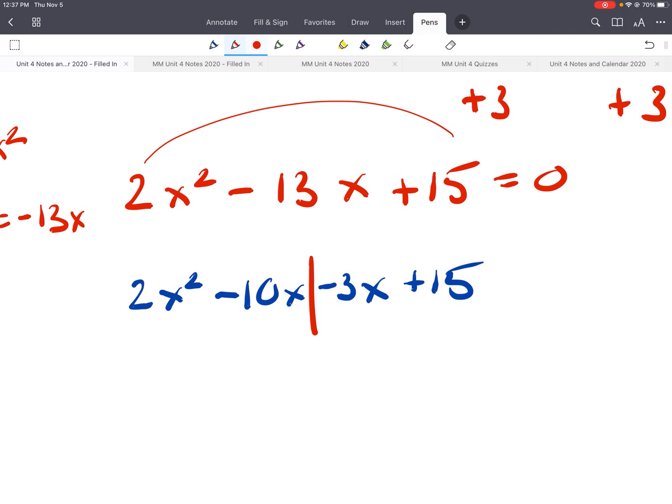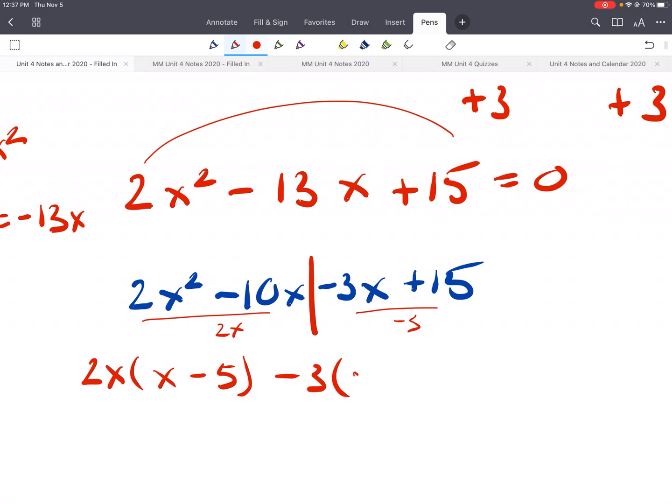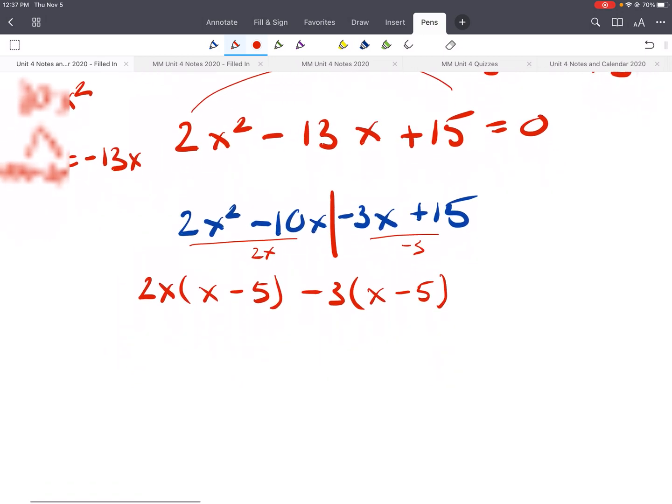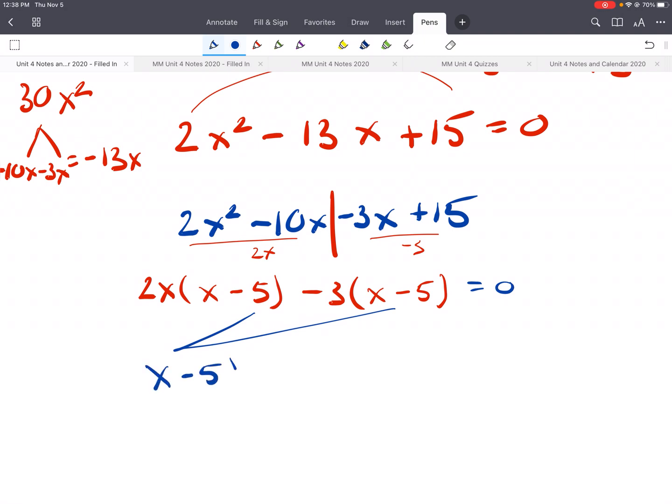Greatest common factor for the left side looks like it's a 2x. And what's left after we divide everything would be x minus 5. And then we could factor out a negative 3 on that side. And that leaves us with x minus 5, so we got that right. Last thing, we would factor those out to the front, so x minus 5 times 2x minus 3 is equal to 0. And then we'd use the zero product property.